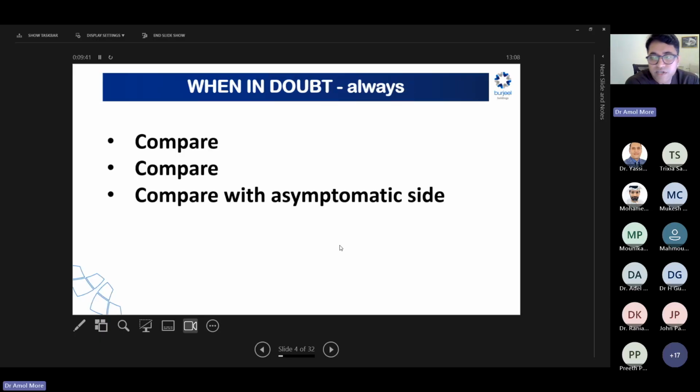Once you are confident about the anatomy of any joint, and you are assessing any abnormality in that joint, there is always one dictum: compare with the asymptomatic side, so that you will be more confident about the assessment of that pathology, whatever you are evaluating.